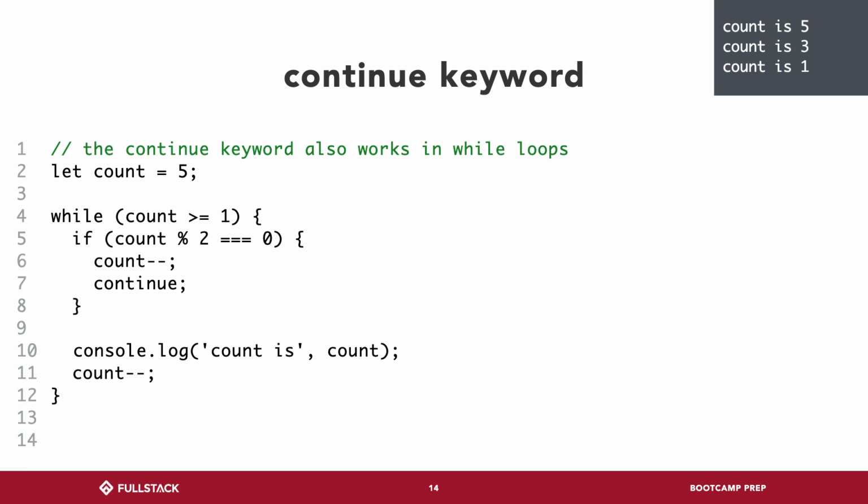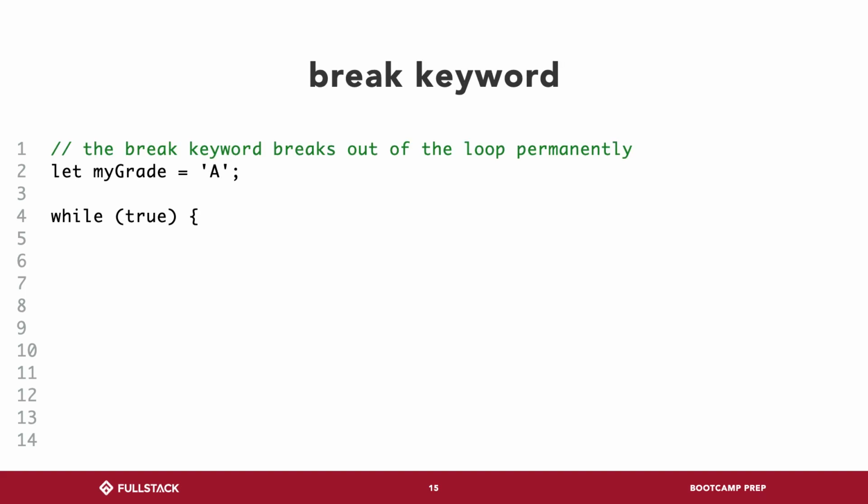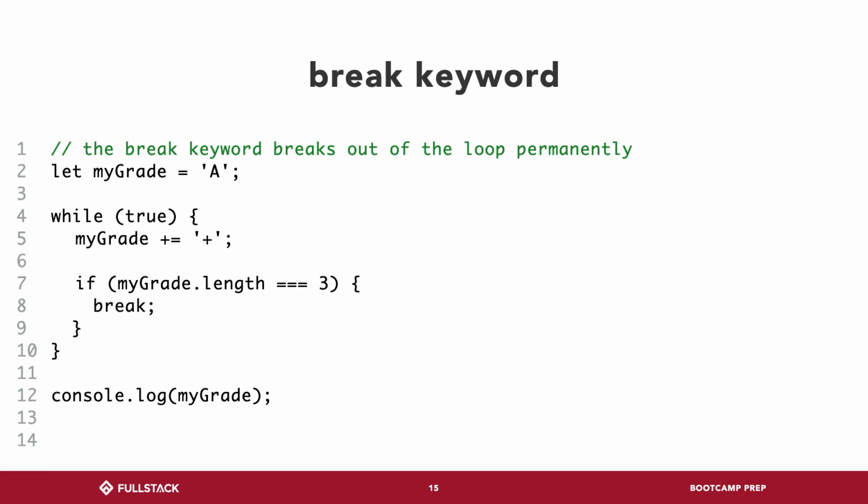Okay. So the break keyword breaks permanently outside of the loop. Let myGrade equal the string "A". While true, so this is going to run forever, right? But wait, myGrade += "A"+. If myGrade.length is triple equals 3, we will break.